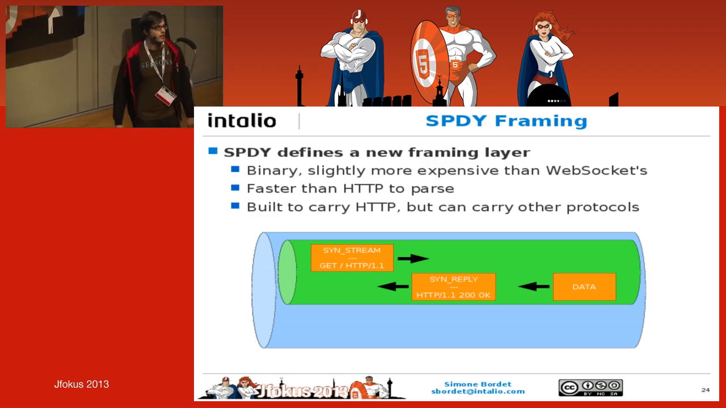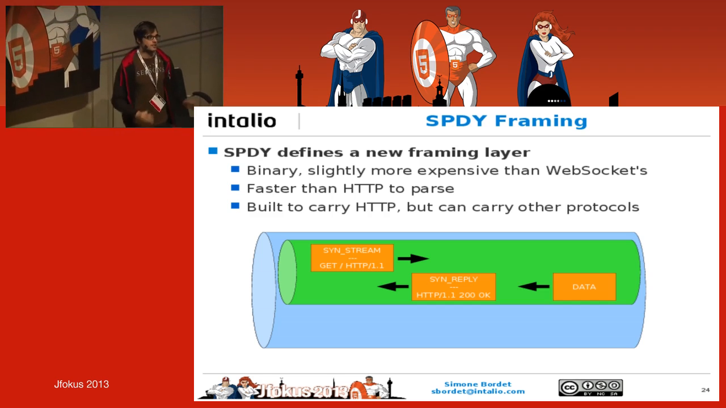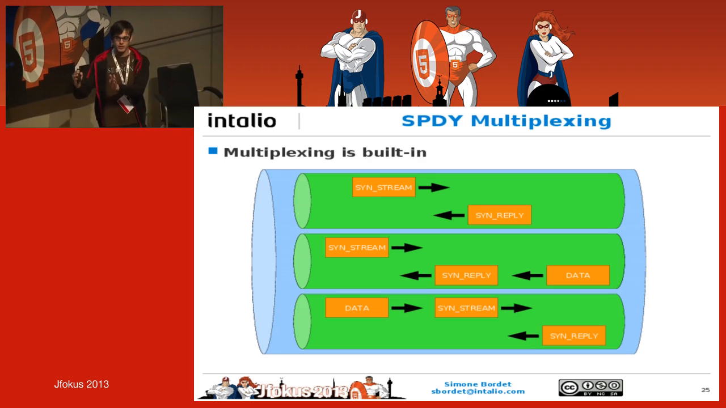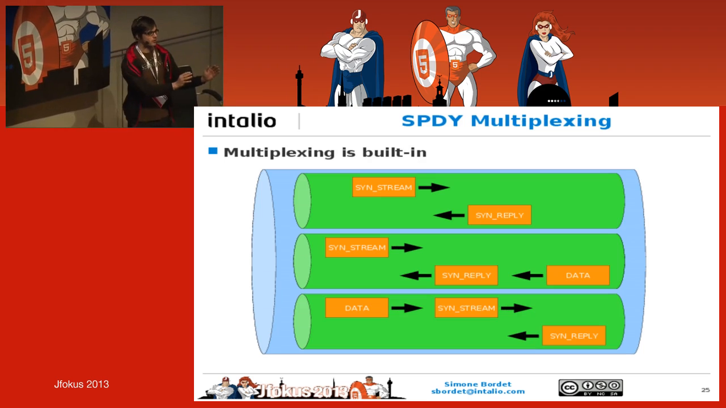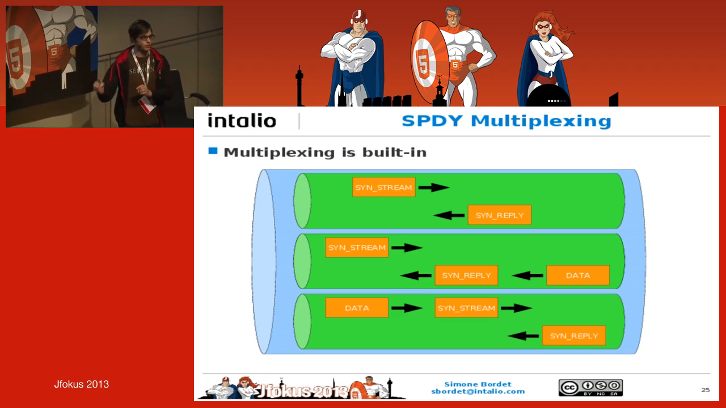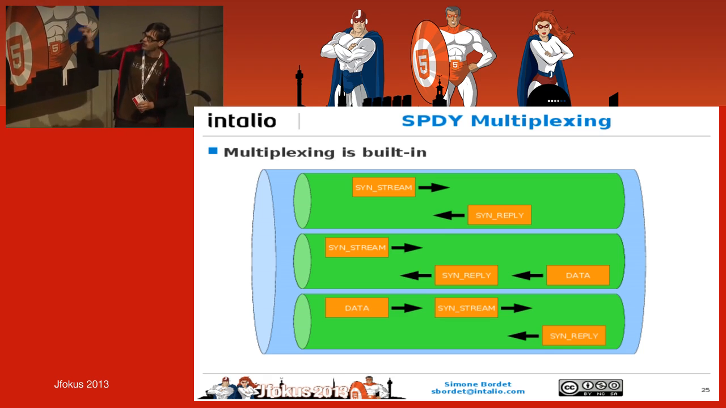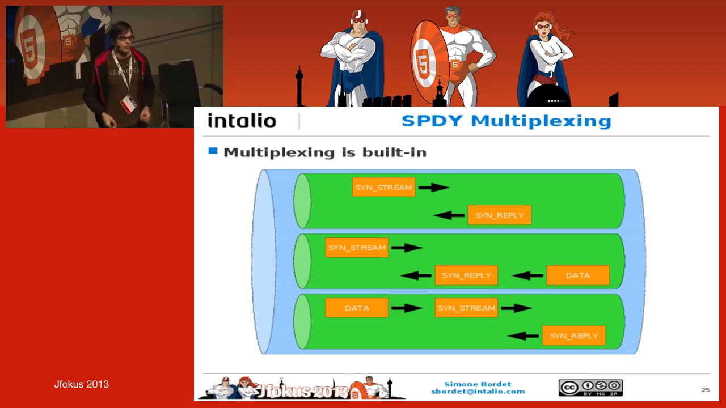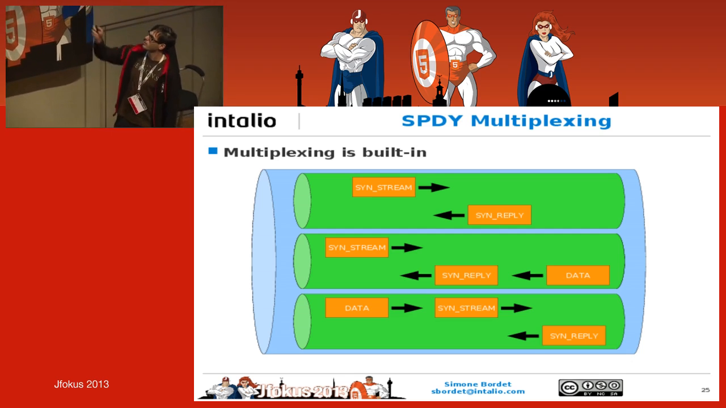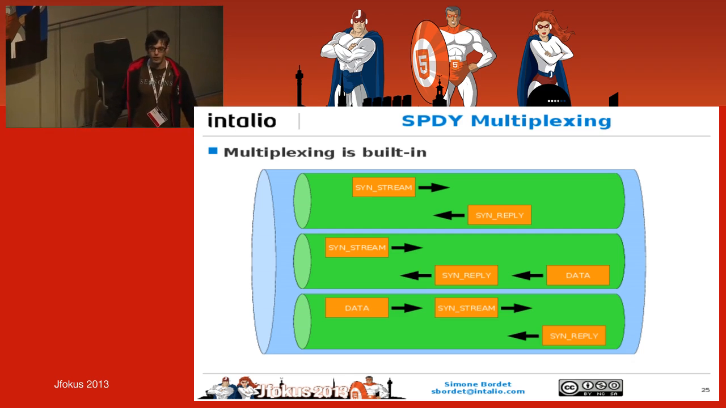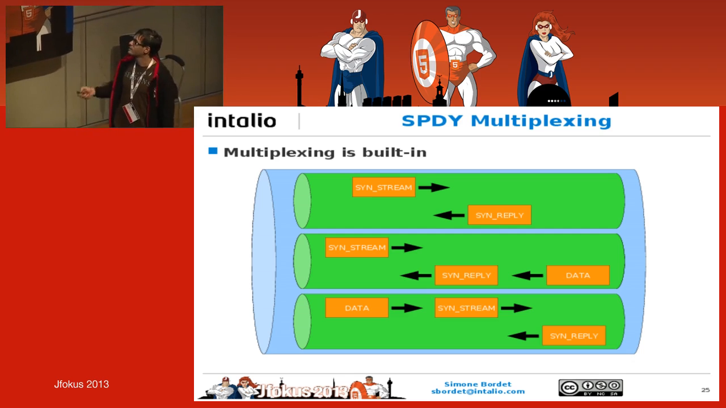SPDY is fully multiplexed. In HTTP, you have a single request from the client, you send it to the server on one connection, you have to wait for the response, and once you get a response, you are able on this connection to send another request. Not before. So you always have to wait for a response before you're able to send the next request. While the server is waiting for the next request, it's doing basically nothing. With SPDY, you can send multiple requests at the same time, in whatever order you want, on a single TCP connection.